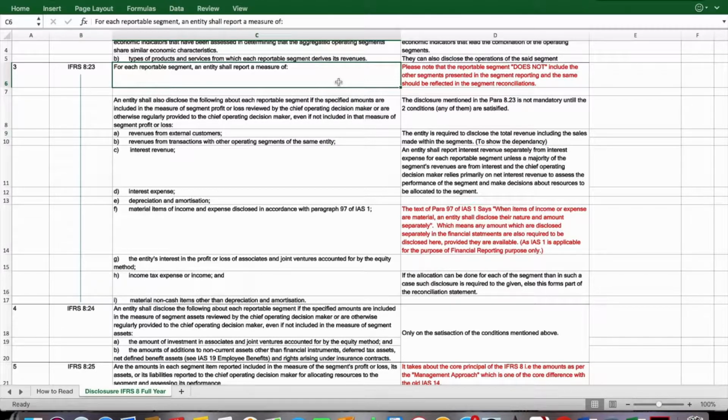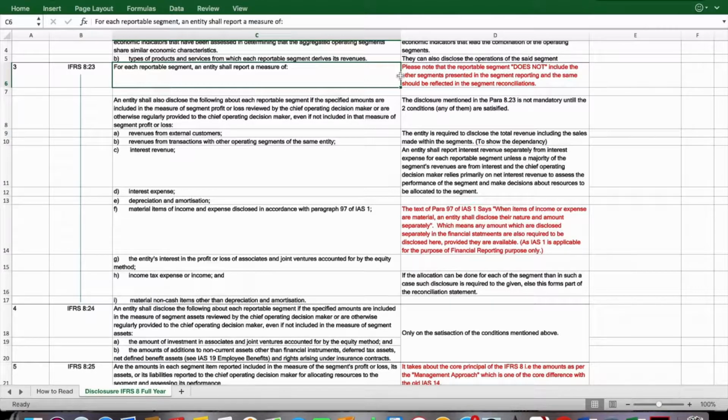This concept is very useful in providing the reconciliation, because the standard also requires us to provide the reconciliation, and whenever we are reconciling, we need to reconcile the reportable segment with the entity's profit or loss which is specified in the financial statement. That's why I've highlighted this in red. It is specifying this. Please note that reportable segments do not include the other segments presented in the segment reporting, and the same should be reflected in the segment reconciliation. We will drill down further when we discuss the reconciliation requirement.